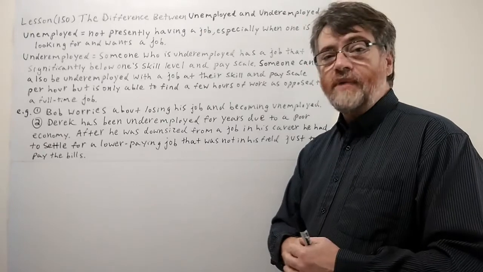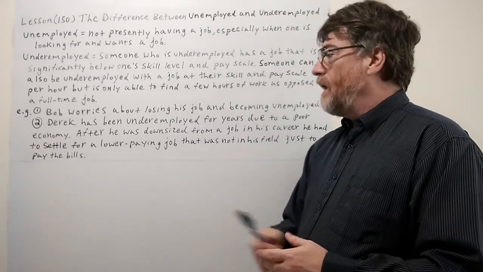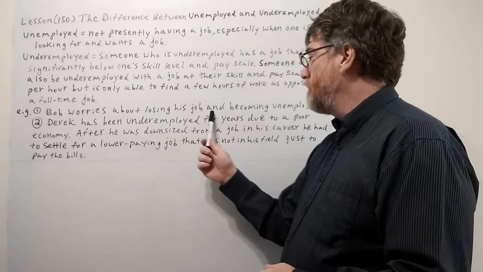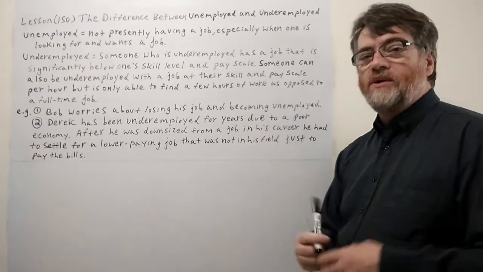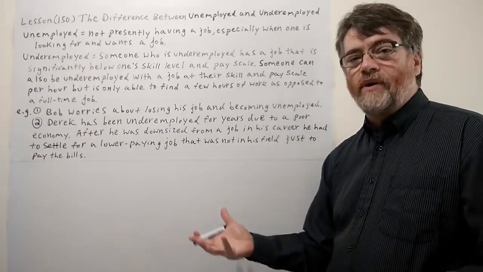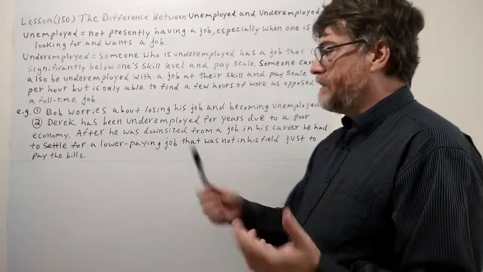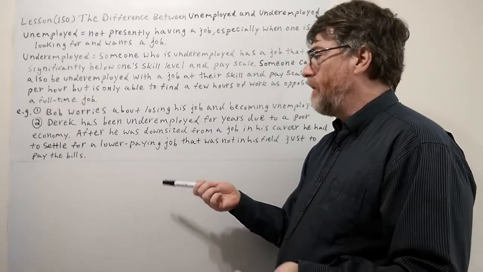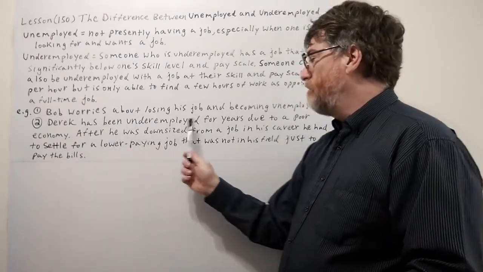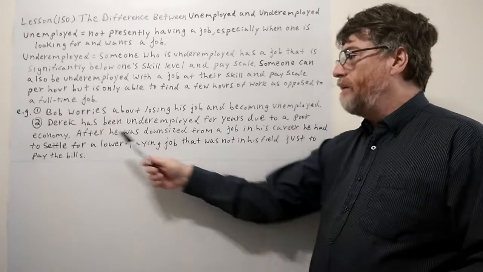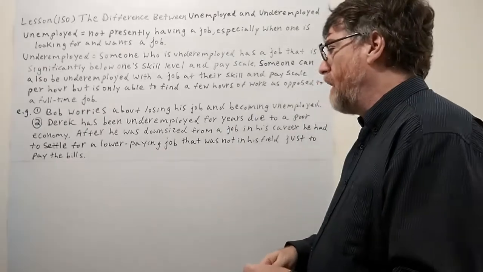Okay, let's look at the examples here. Bob worries about losing his job and becoming unemployed. So again, unemployed meaning having no job at all. And the second one is a good example of underemployed. Derek has been underemployed for years due to a poor economy.